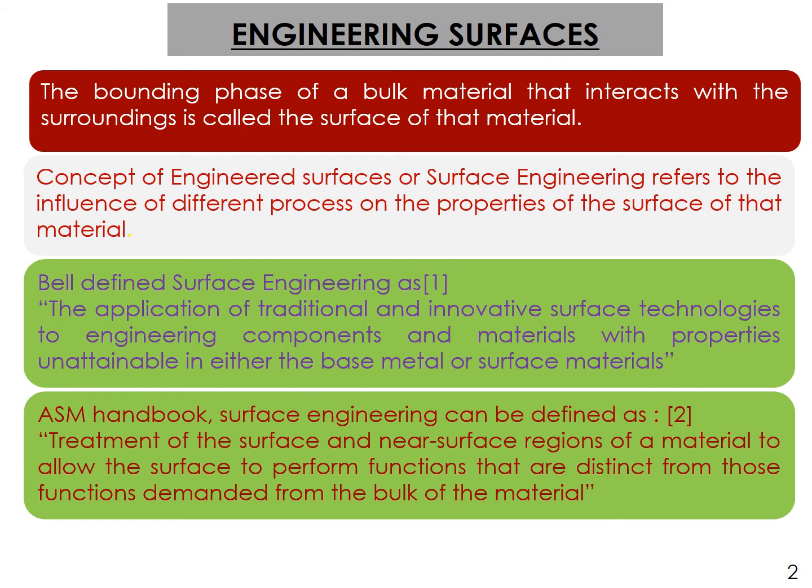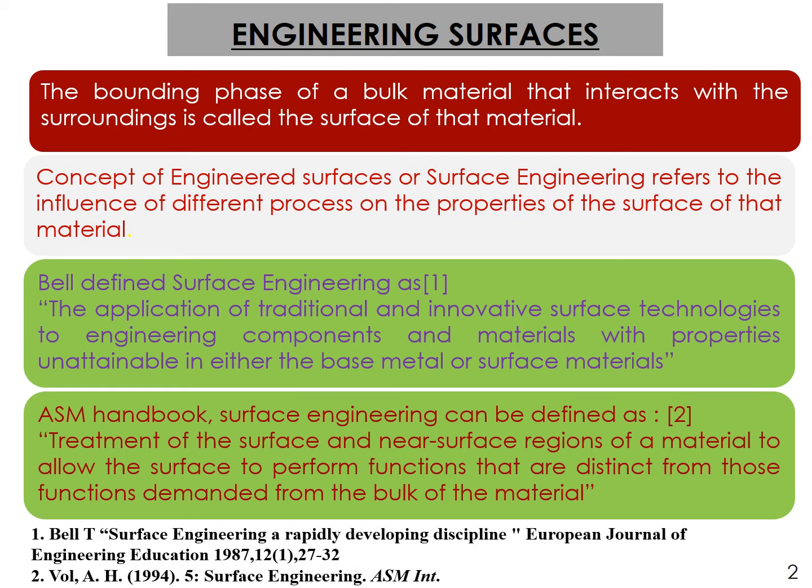As an example, suppose I have a low cost material which has sufficient mechanical properties, but the application where I am going to use that material involves friction and wear. So what I can do is modify the surface properties of that material and use it in that application. So these are the two references, Bell and the ASM handbook. So let's move ahead.